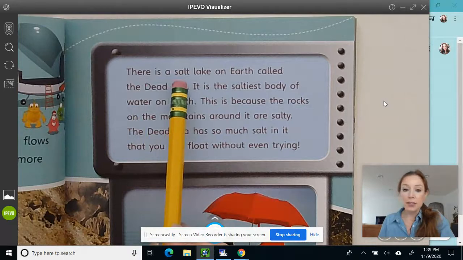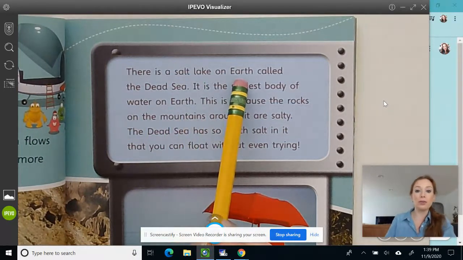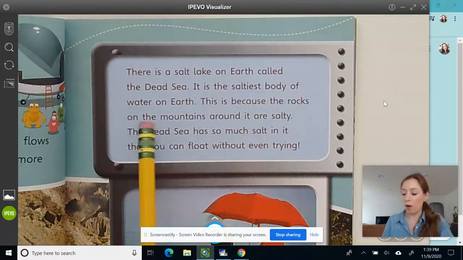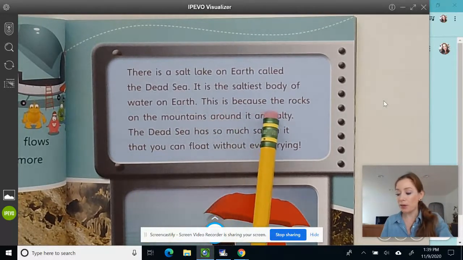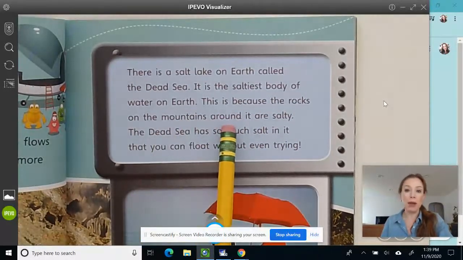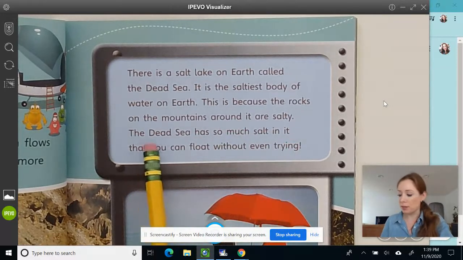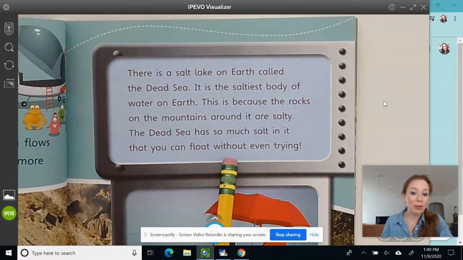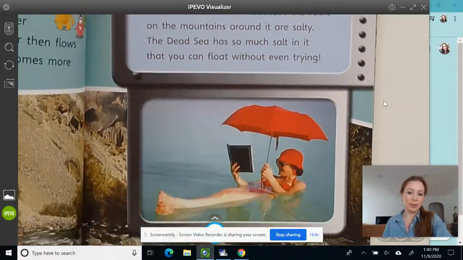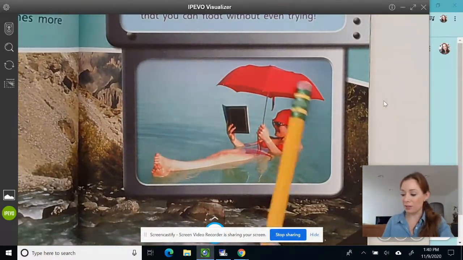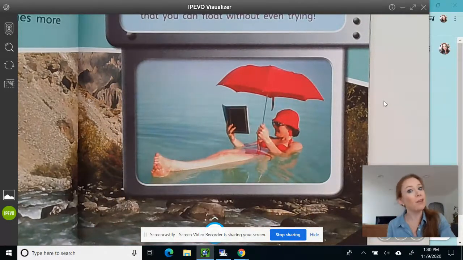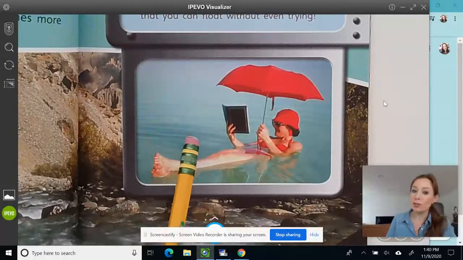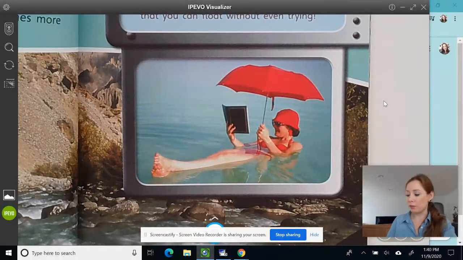There is a salt lake on Earth called the Dead Sea. It is the saltiest body of water on Earth. This is because the rocks on the mountains around it are salty. The Dead Sea has so much salt in it that you can float without even trying. And if you wanted to know what that looks like, look at this photograph. Have you ever floated in the water before? It's a lot easier to do when your water is filled with salt.